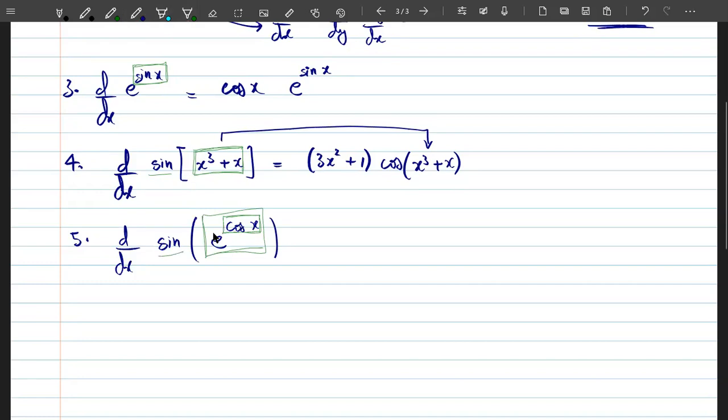So again, if you start with the innermost box, the differentiation is: cos x differentiated gives minus sin x. Then you have e to the power of something differentiated gives e to the power of that very same thing. Finally, you have sine of something differentiated gives cos of that thing. So cos of, now here, remember to faithfully copy whatever is there.